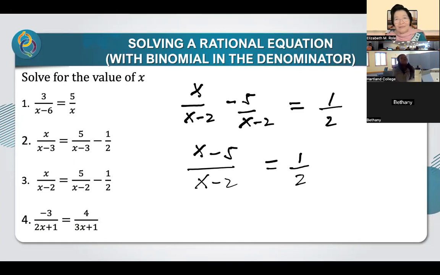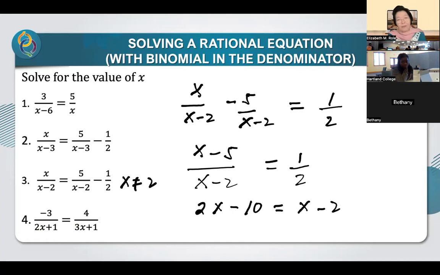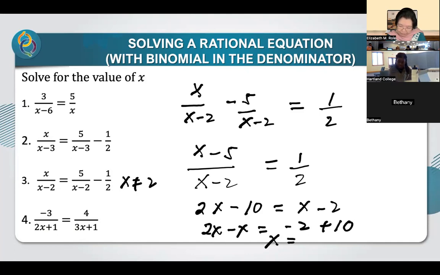Of course, if they have different denominators, think of what you have done in the past on adding and subtracting. So with cross multiplication, you now have 2x minus 10 is equal to x minus 2. Of course, this only happens when x is not equal to 2, because if x is equal to 2, x over x minus 2 and 5 over x minus 2 will have a denominator which is 0. So you now have 2x minus x is equal to minus 2 plus 10. So you now have x is equal to 8.